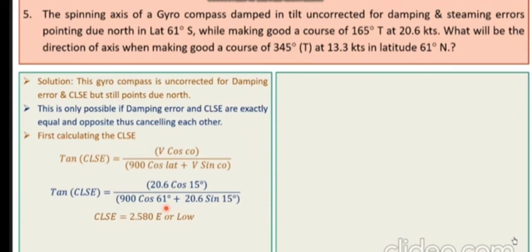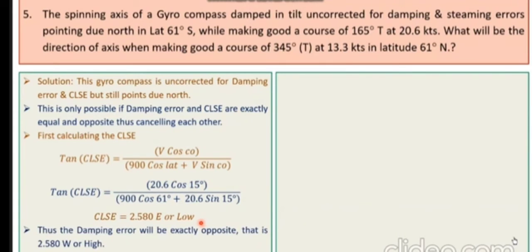So when we put these in the calculator, we get the steaming error as 2.580 degrees. The name of the steaming error will be east or low. Now why is it east or low? That's because the course which we are having, 165 degrees true, is a southeasterly course, has a southerly component. Whenever the course has a southerly component, the steaming error is always east or low. So we have the steaming error available to us now.